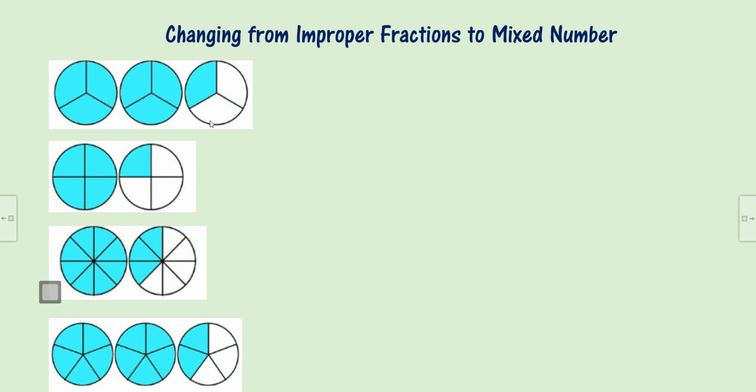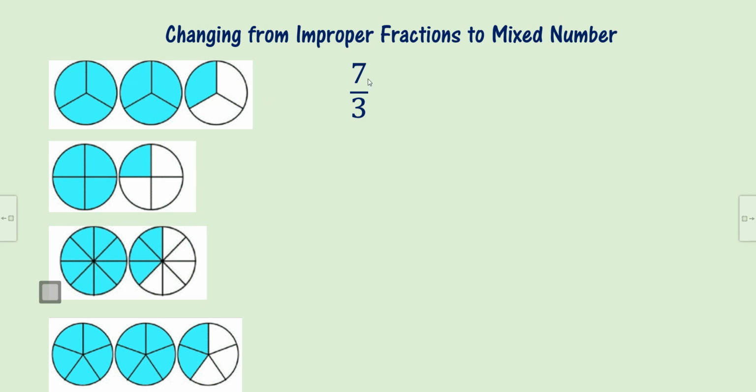And then this one, if we're only interested in the blue parts, then we can see we've got the whole of this, and then this extra third. So we could write this as 7/3, and that's using improper fractions. And let's just check. 1, 2, 3, 4, 5, 6, 7.